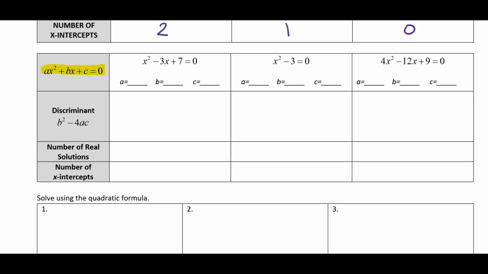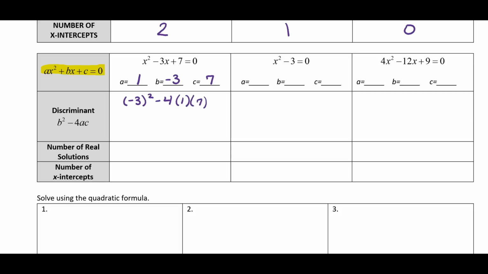So our a for this first problem is going to be an understood 1. Our b is a negative 3. Remember, you keep the sign with it. And our c is a positive 7. So if I was to ask you to find the discriminant, you would simply plug in these values into b squared minus 4ac, meaning we would have to put negative 3 in parentheses squared minus 4 times a, which is 1, times 7.